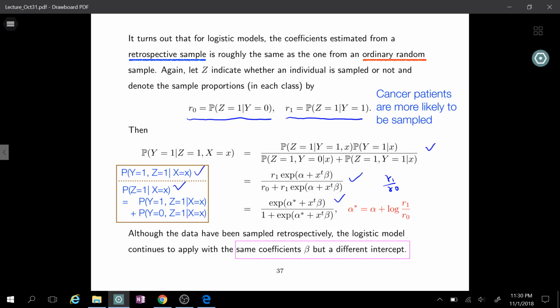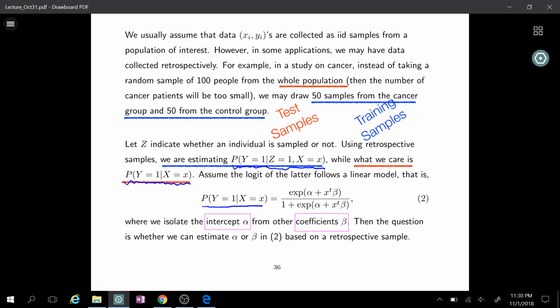Meaning, if we take the intercept from a logistic model based on the retrospective samples, we can just subtract this term from the intercept. And this term actually can be estimated. It involves R1 and R0, and is related to the population percentage of Y equal to 0 versus Y equal to 1. Meaning, if we know the percentage of cancer in the general population, we can estimate R0 and R1 and know their ratio, so we can adjust the intercept to get the original alpha, which we wanted to use on the general population.